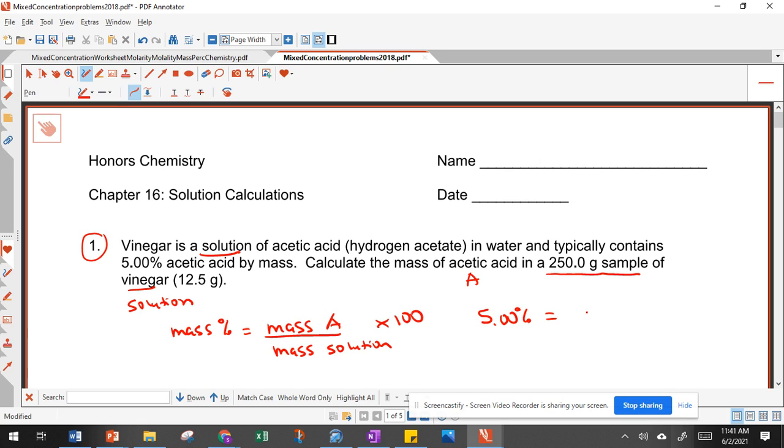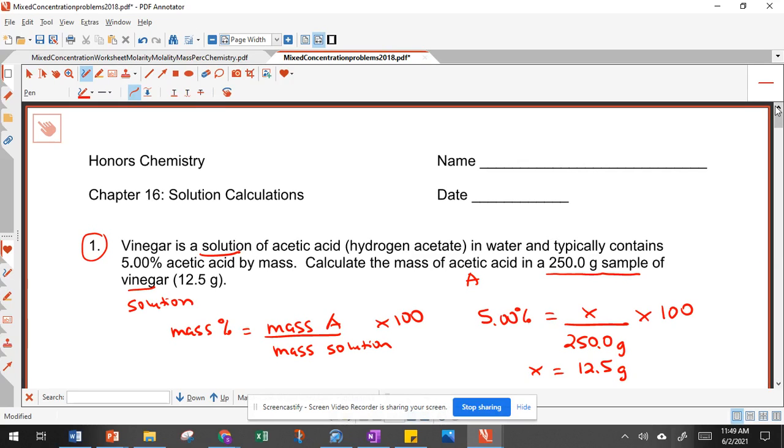is equal to mass of A. We don't know what mass of A is, so that's going to be our X over, and we know that we have 250 grams of our solution. And then we're going to do 5 divided by 100 times 250. And that gives us X is equal to 12.5 grams of acetic acid. So that's another type of problem.